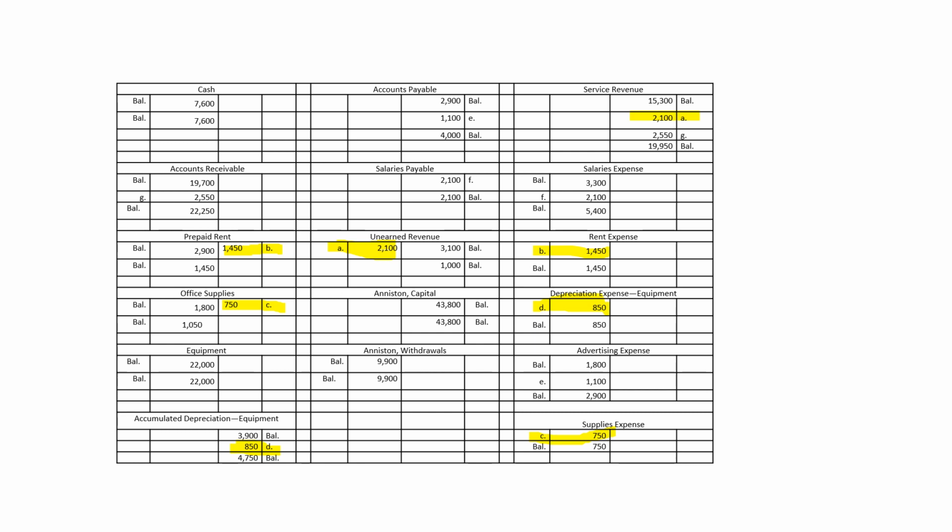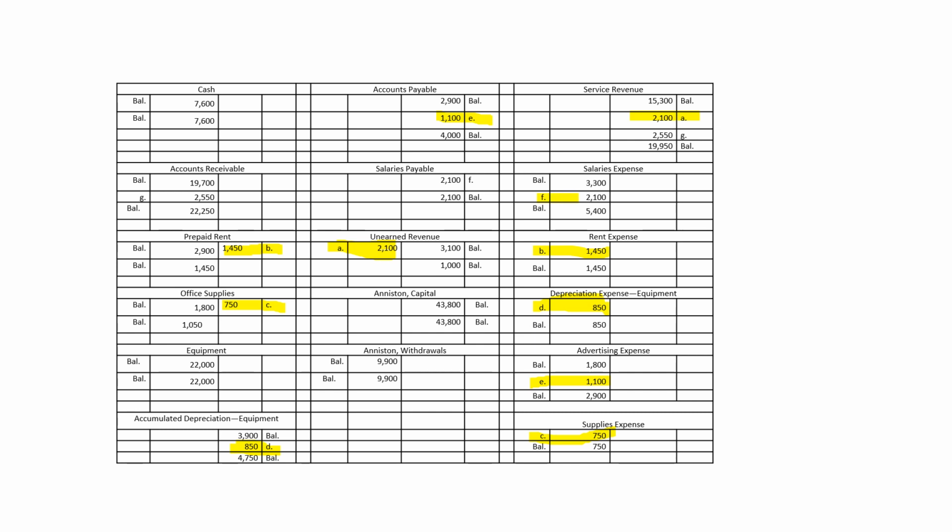You can see there was a credit balance in that account to begin with. So far, what that's saying is, the company has expensed $3,900 of the equipment. E. The next one, I'm finding it here. On the debit side of advertising expense, $1,100. On the credit side of accounts payable, $1,100.